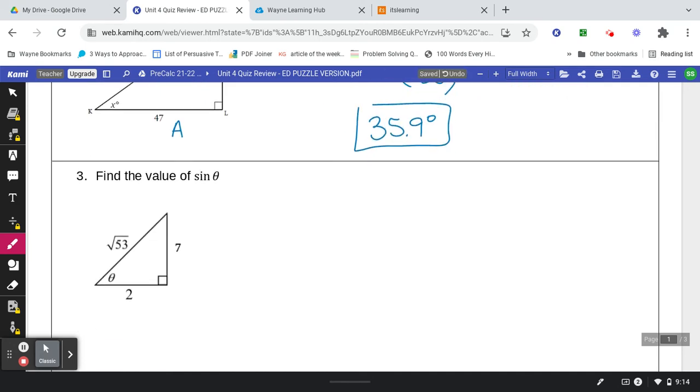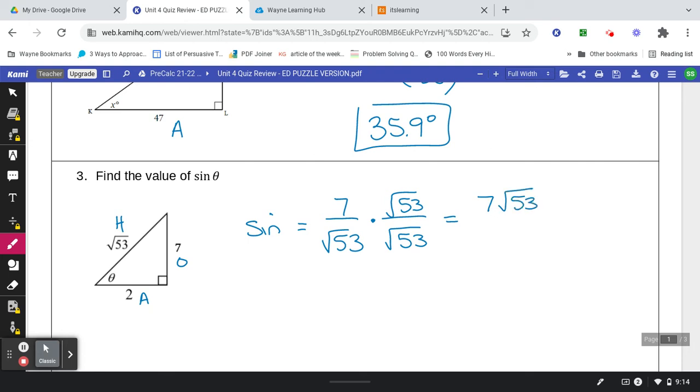All right, third problem, find the value of sine. All of our sides here are already completed for us, so all we have to do is label. This one's O, A, and H. Sine, which remember is O over H, is going to be 7 over the square root of 53. We have to rationalize the denominator. So we're going to multiply by the square root of 53 over the square root of 53, getting us 7 square root of 53 over 53 for our final answer.